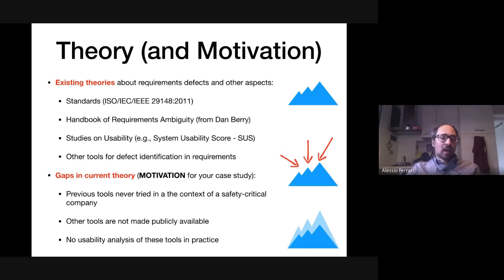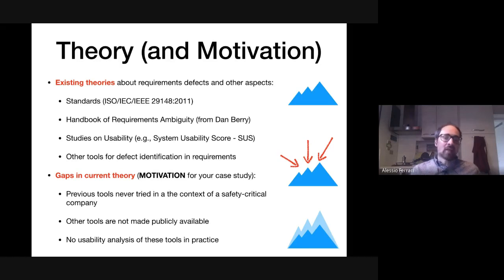So, for example, gaps in current theory can be that previous tools were never tried in the context of a safety critical company, while your company is different, is safety critical. So you want to study how this theory about requirements defects applies to a safety critical company. Or other tools may not be made publicly available, so you are not able to try those tools in reality.